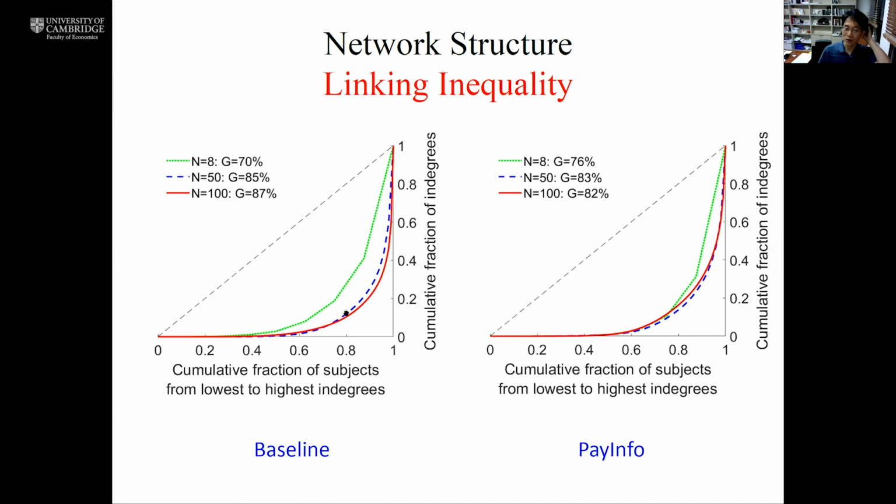However, one thing that we can note is that in the baseline treatment, when the group size increases, the Gini coefficient increases, meaning that the inequality of linking actually increases with the group size. Whereas in the payoff information treatment, we don't see such a pattern very clearly.